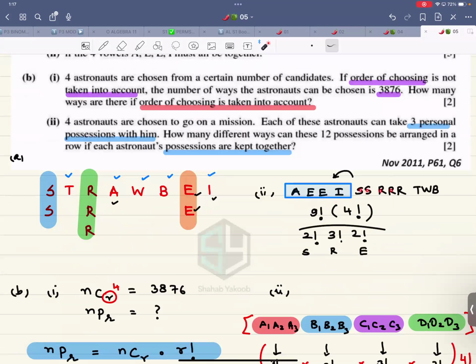1, 2, 3, 4, 5, 6, 7, 8. 8 plus 1 is 9. That is 9 factorial. Inside the box, 4 factorial. 2 factorial for the S, 3 factorial for the R's, 2 factorial for the E's.